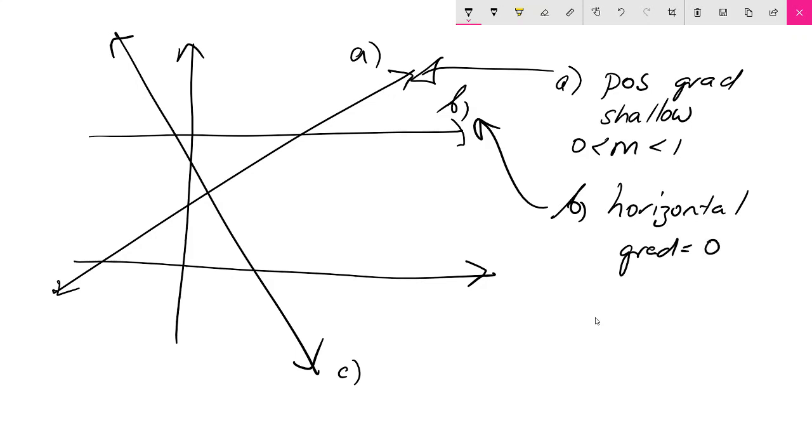So I can see a lot just from looking at the sketch of a line. Now if we look at the line C, first of all I can see it's negative because it's going downwards. It's relatively steep, which means the gradient is greater than 1. So we can see a lot just from looking at the sketches of the line in terms of matching them up with the equations.